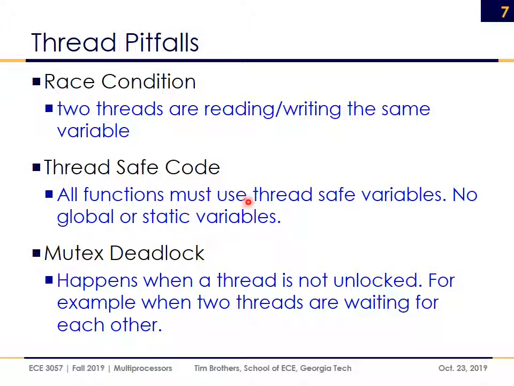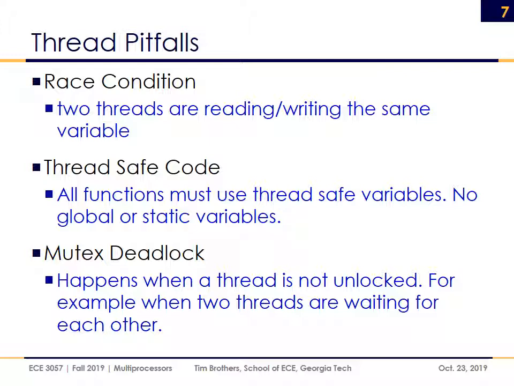We also have thread-safe coding. All the functions must use thread-safe variables. So we don't want to use globals or static variables. We want to have thread-safe variables so that we can control who's manipulating them. If it's a global variable, things outside of this function call might have access to it, and we want to restrict it to only inside the box with regard to the threads that we're seeing.